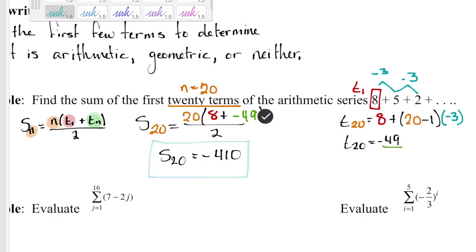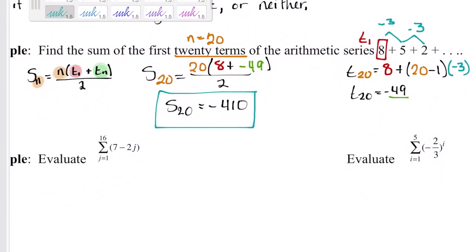And this should make sense because only the first 3 terms are going to be positive. Once we subtract 3 again from 2, we end up going into the negative numbers. So that means 17 of our numbers are going to be negative, only 3 of them positive. So we should end up with some kind of negative number when we're adding all of these together.